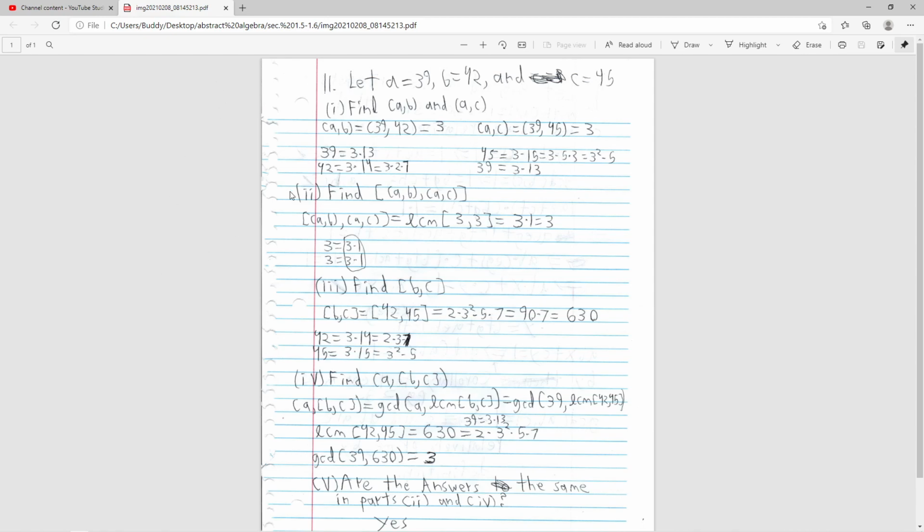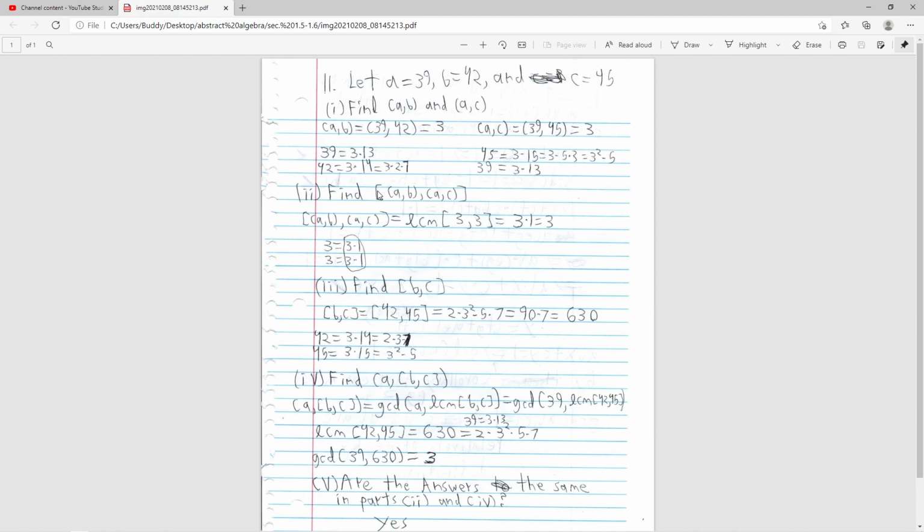Finally, let A equal 39, B equal 42, and C equal 45. Find the greatest common divisor of A and B, and of A and C. This first part is the same process as before. You can just look at the work here, all on one page, because it's relatively simple work. Only 3 is shared here, because 39 is 3 times 13 and 42 is 3 times 2 times 7. The greatest common divisor of A and C: they have 3 as well, 3 squared times 5 and 3 times 13. Just take the lowest power.